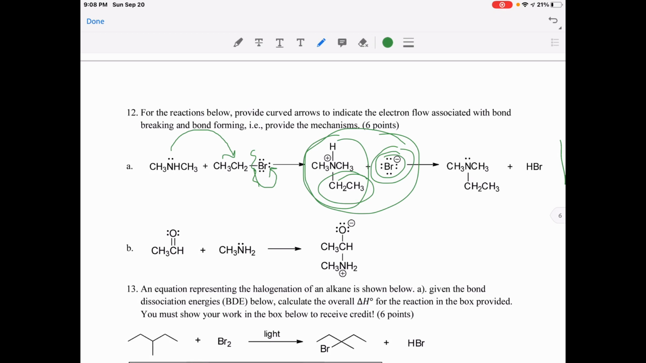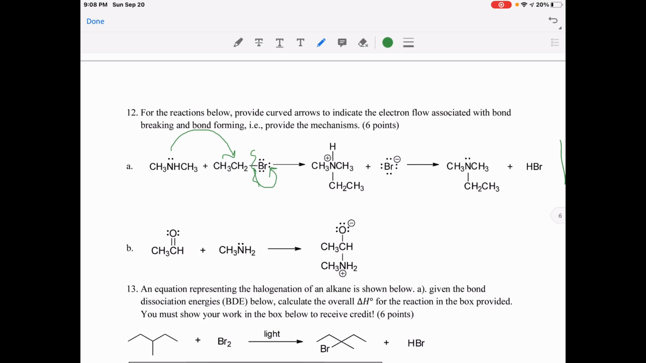Now for the second part, we're looking at the second and third parts of this reaction. So now we have that isolated bromine. Let me erase the annotations for that. So now we have this isolated bromine, and we have this newly formed cation on the left. So how do we go from here to here?